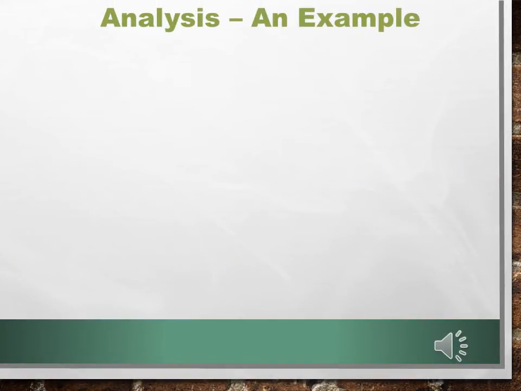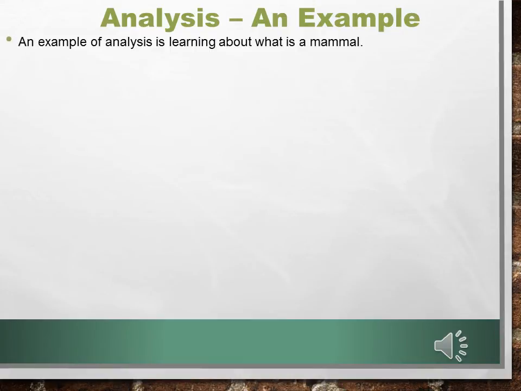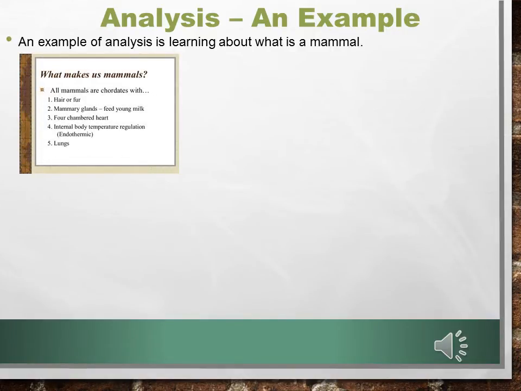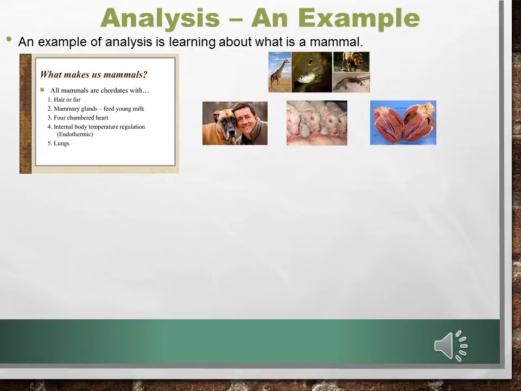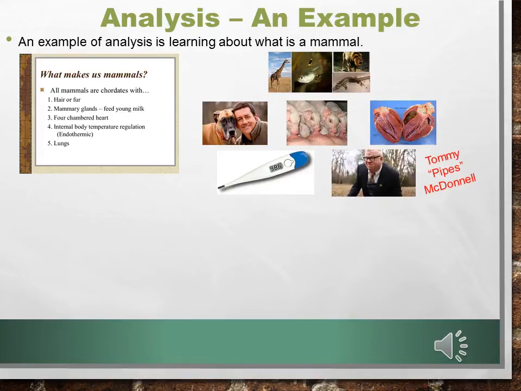Next, we look at an example of analysis, and to do that, we switch from math class to science class. In science class, an example of analysis is learning about what is a mammal. So, what makes us mammals? All mammals are chordates, we have hair or fur, we have mammary glands, we've got 4-chambered hearts, we're able to regulate our internal body temperature, 98.6 degrees for us humans, and we've all got lungs like Tommy Pipes McDonald.